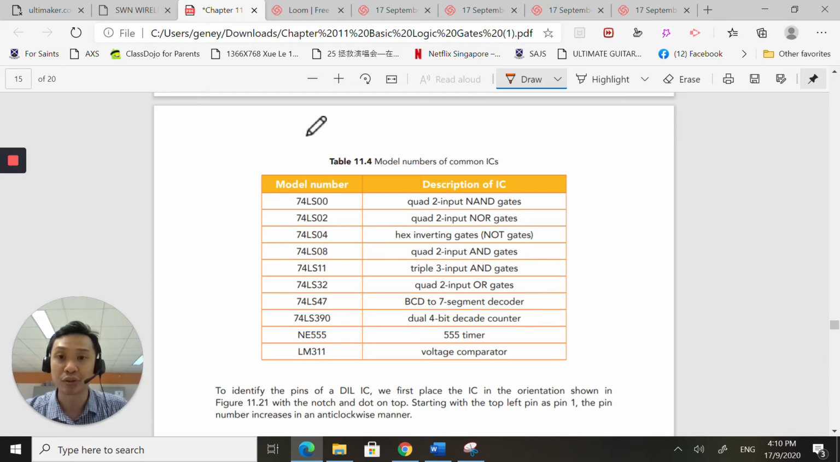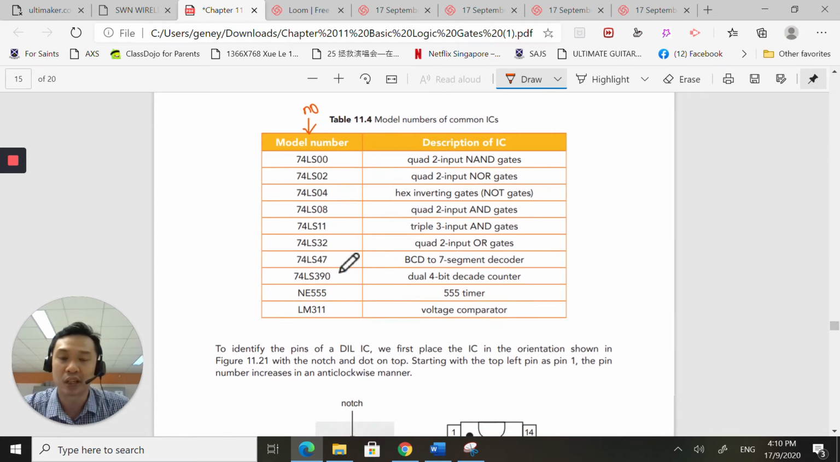So do you need to remember the model numbers? Actually, not really. You do not need to remember them. But it helps, so that whenever you look at the IC chips themselves, you get a rough idea as to what type of ICs you are working with. Okay, so if you're wondering what these are, the BCD to 7 bit counter, 555, voltage comparator, I haven't taught you yet, but they are IC chips that I'll be teaching you to work with.